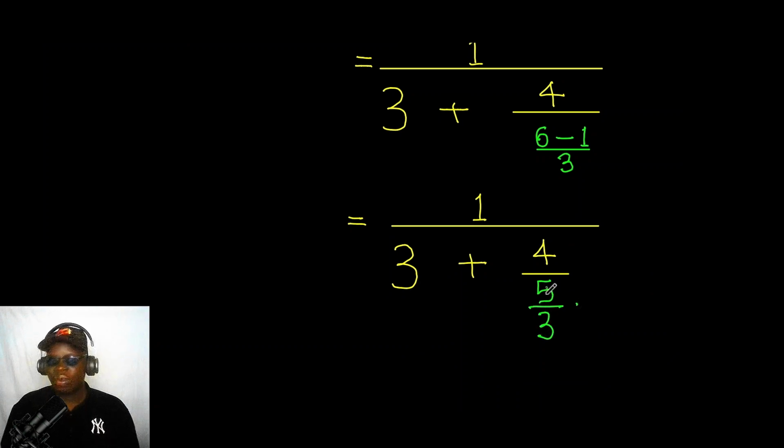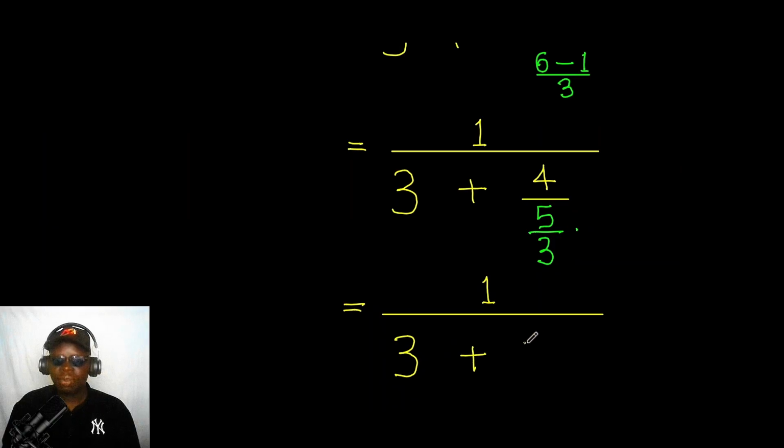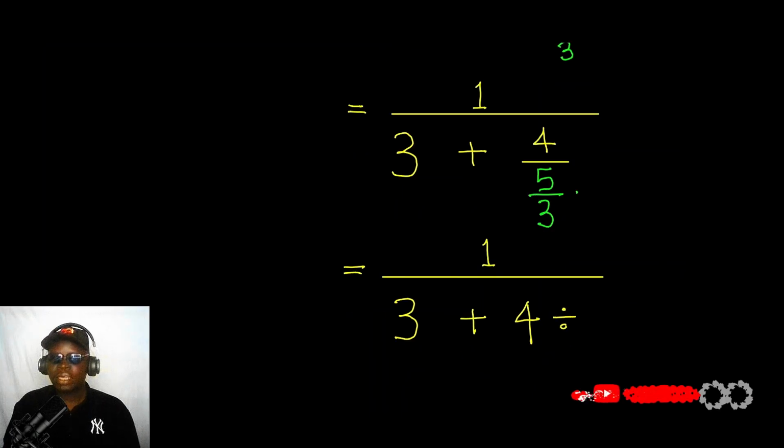Now we have a number over a number over a number. It looks complicated for nothing. We're dividing 4 by this fraction 5 over 3. Let's maintain our 1 up here divided by 3 plus. Now this time we're going to have 4, and this 4 is going to divide our fraction here. And which fraction is that? That is the improper fraction 5 over 3.